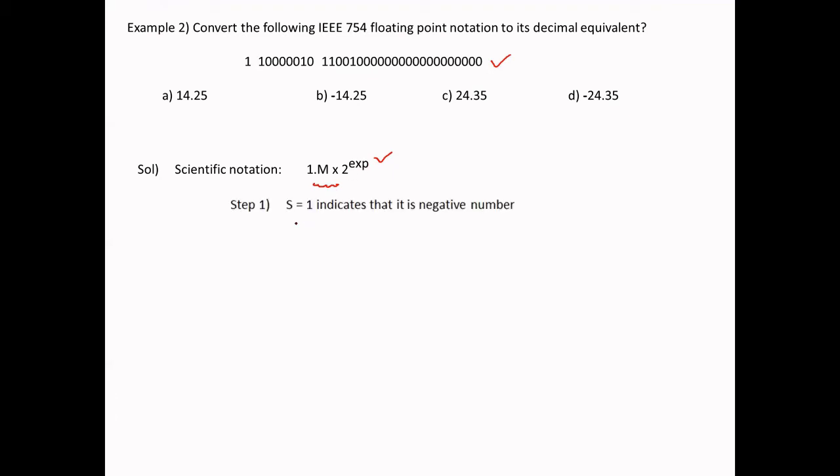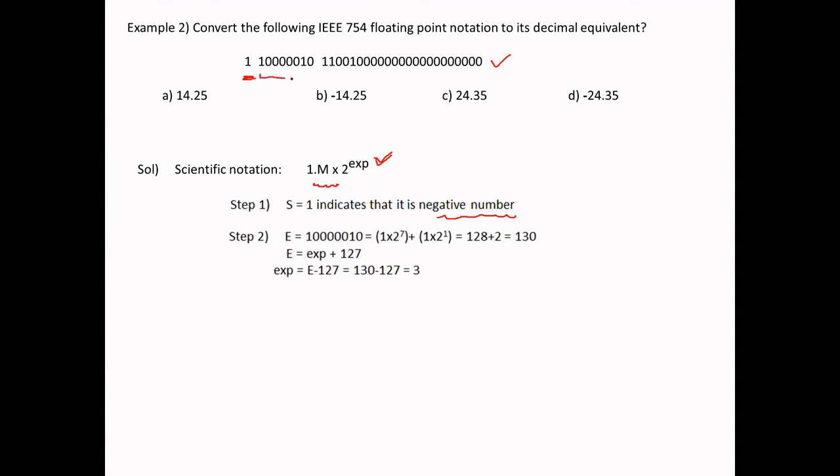Step 1: S is equal to 1, already there is a 1 here, that's why it is a negative number. In the second step, we need to find the original exponent. We know this is E, capital E, which is the biased exponent. So the biased exponent is given here, and we need to find the decimal equivalent. How do we get it? This is 1 into 2 power 7 plus 1 into 2 power 1, that is 128 plus 2, that is 130.